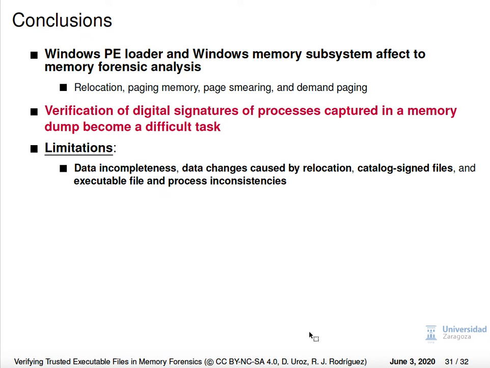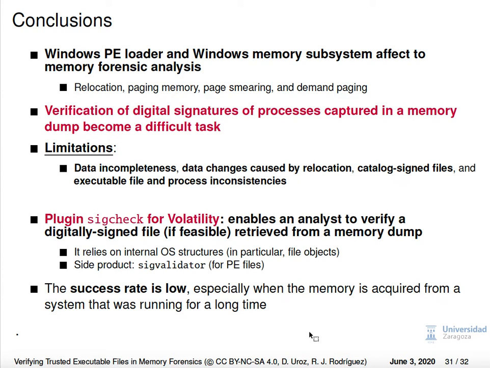So, moving to conclusions, the Windows PE loader and the Windows memory subsystem affect memory forensic analysis due to relocation, page swapping, page smearing, and demand paging. In summary, the verification of the digital signature of a process captured in a memory dump becomes a difficult task. As limitations, we have data incompleteness, changes caused by relocation, catalog files, and executable file and process inconsistencies. We have developed a plugin for Volatility that enables an analyst to verify a digitally signed file, if feasible, retrieved from a memory dump.